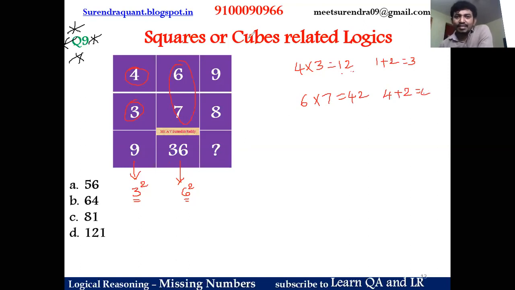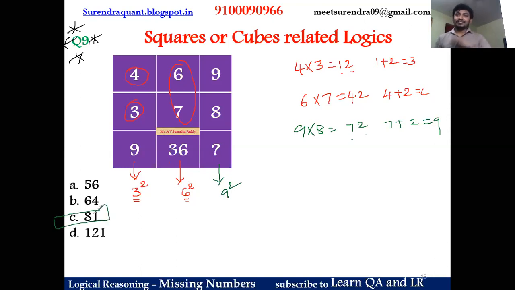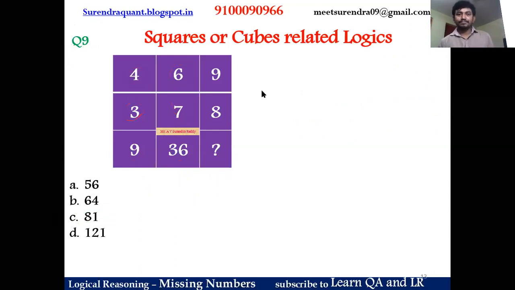If you try to do the same thing here, 9 into 8, that is 72. After taking the product, you have to take sum of digits, right? So 7 plus 2, that is 9. And if you take square of that digit sum, 9 square is how much? 81. And that is option C. This is a very, very special question from our collection. So please note it down. Let us go for question number 10.